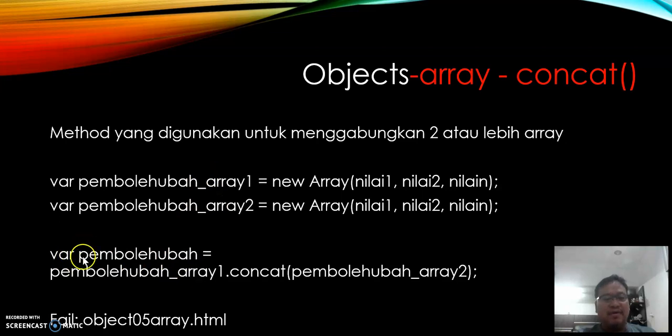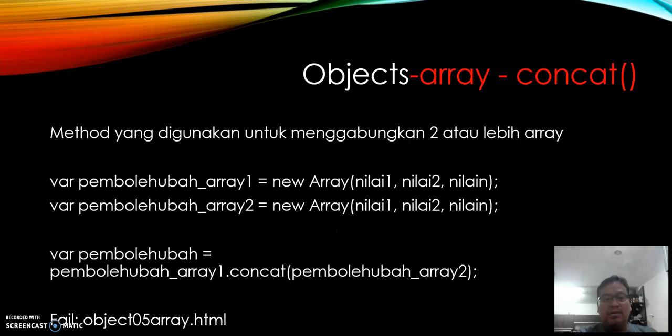Here we have a variable, then equal to, and how we combine: first we have array 1 dot concat, and then inside the brackets we have the variable array 2. So the first value is variable array 1, and the second value is variable array 2. These two arrays we combine and they become one array. You have to declare a new variable for the new array. This one uses concat to combine these two variables.